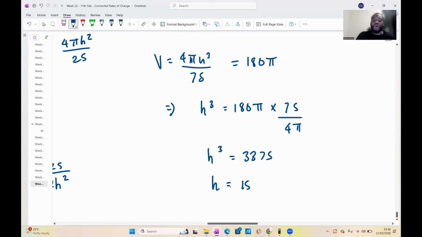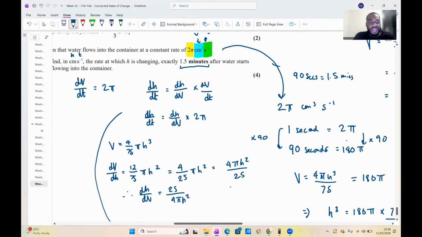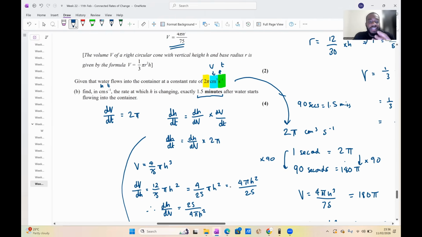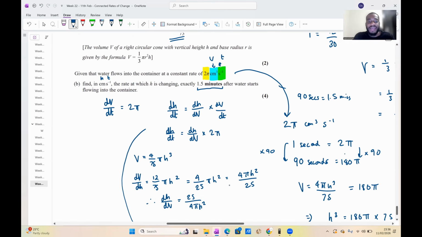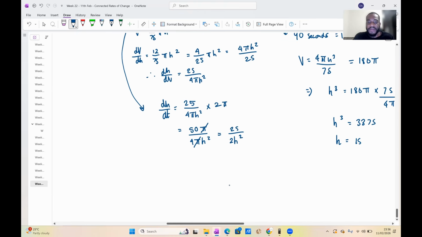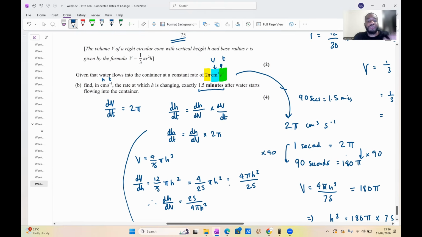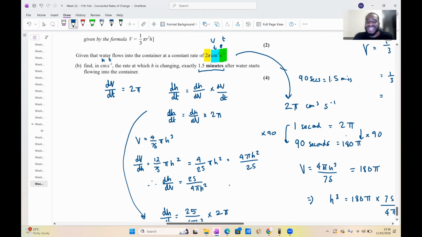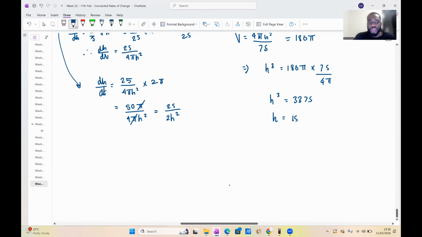So what that tells me in context is when the volume of this tank is 180 pi, 90 seconds after, the height has to be 15, right? The height of it is 15 centimeters, okay? So when they asked us for the rate of change of the height, well, what is the height at that point? It's 15. So we're going to plug in 15 into there.